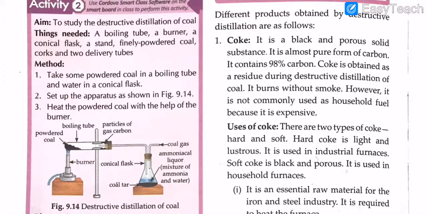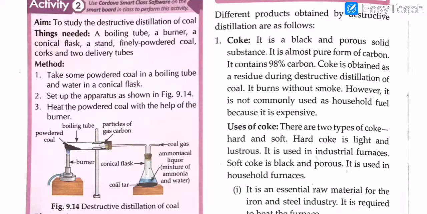It burns without smoke. So if it is burnt, it does set to fire, but it does not produce any smoke, which is good for our environment as well. However, it is not commonly used as household fuel because it is expensive. Since it does not produce any smoke, such substances will be expensive because this isn't seen very often. In household fuels, there is normally a lot of smoke, right? When you bake or cook something. It's very expensive to get substances like this, so they're saving it for themselves. That is why you cannot use it as a household fuel.